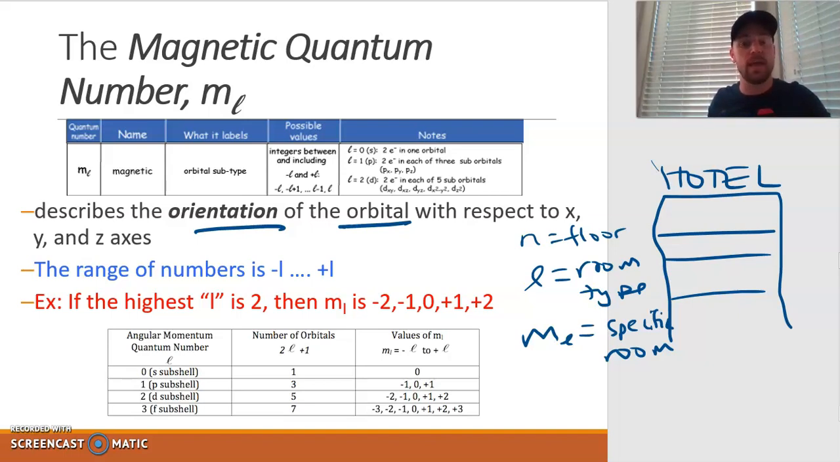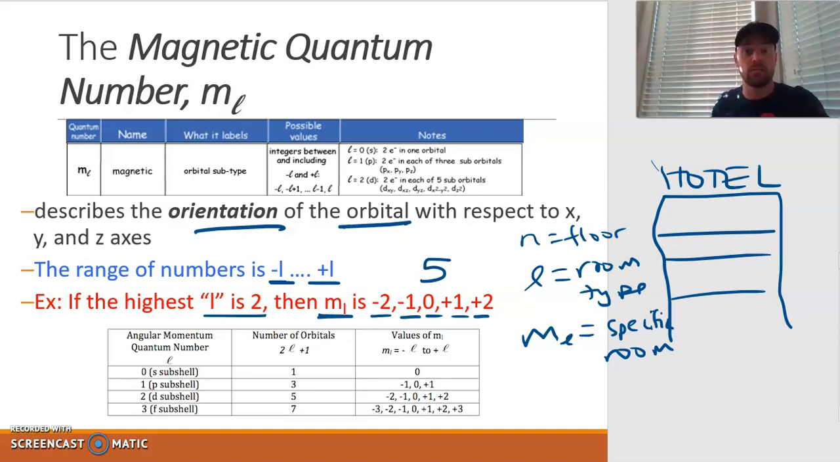What values could M sub L have? It will range from negative L to positive L. So for example, if your value of L that you're looking at is 2, then the values that M sub L could have would be negative 2, negative 1, 0, positive 1, positive 2. In other words, there can be 5 values for M sub L.